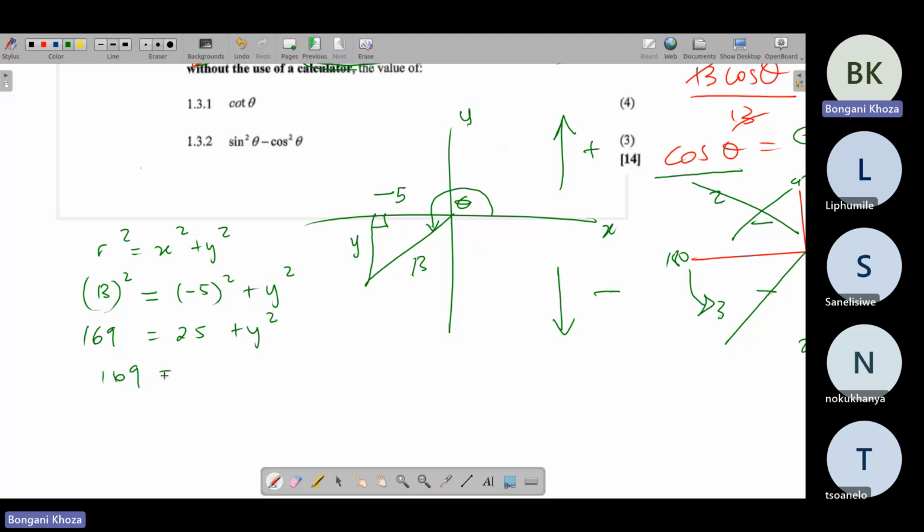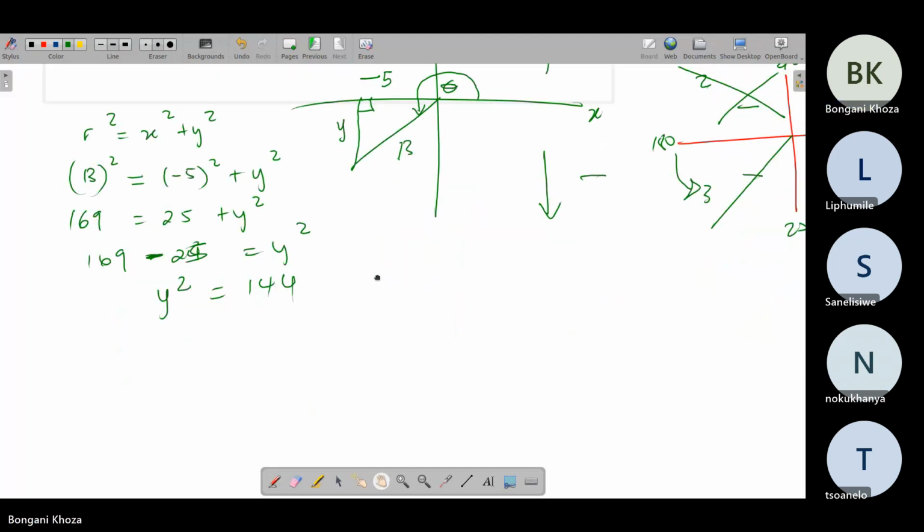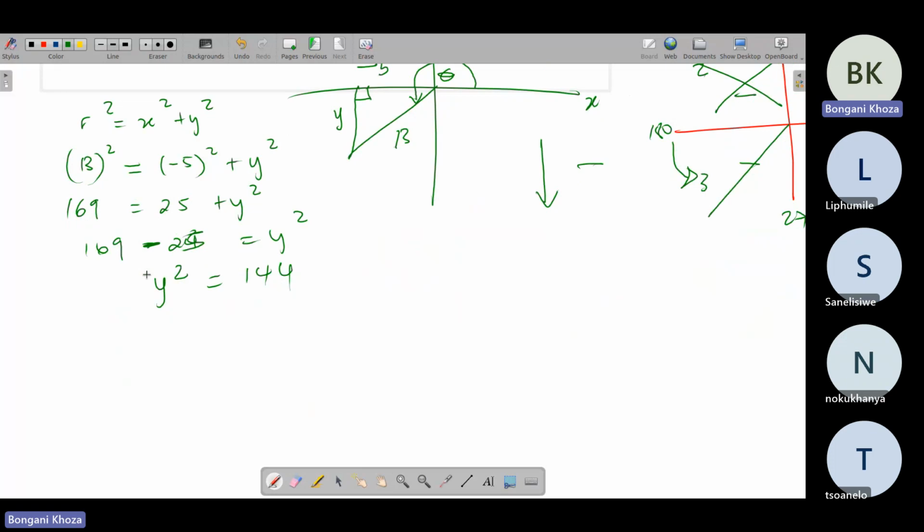This is 169 minus 25 equals y squared. So our y squared equals 144, like that. And then remember, this is squared. We are looking for y, not y squared, so we plug in our square root. Whenever we plug in the square root, I need a plus minus. I want to see my plus or minus y equals 12, negative 12. Right, plus minus 12.